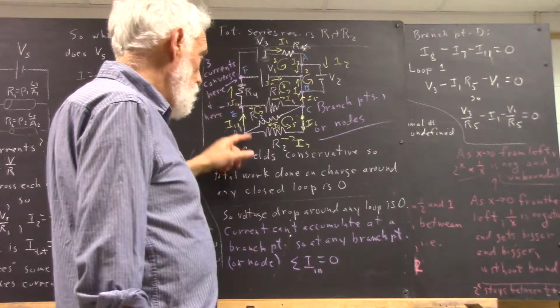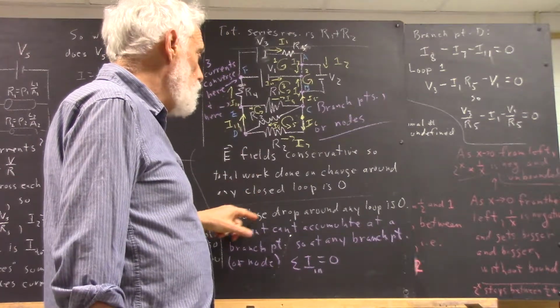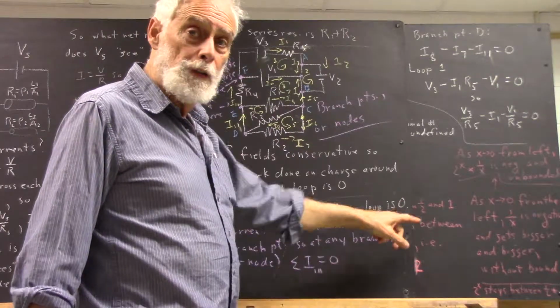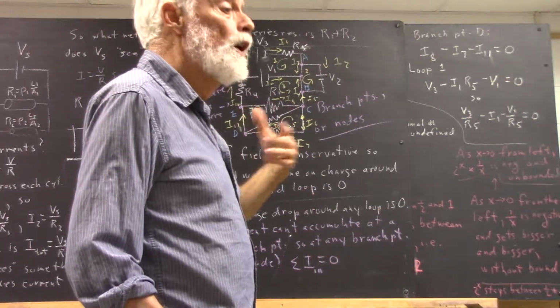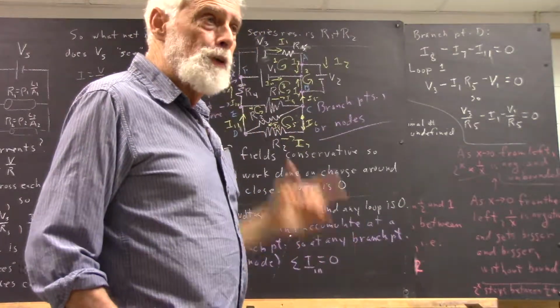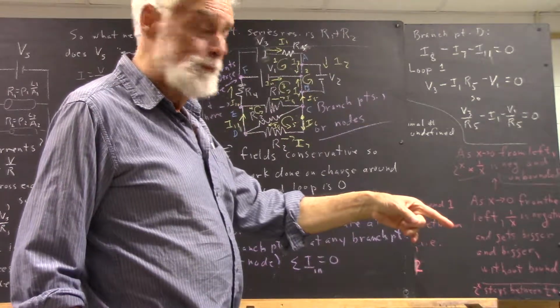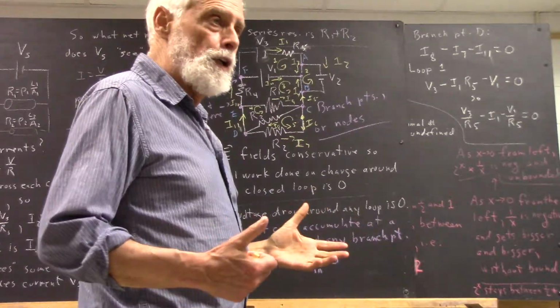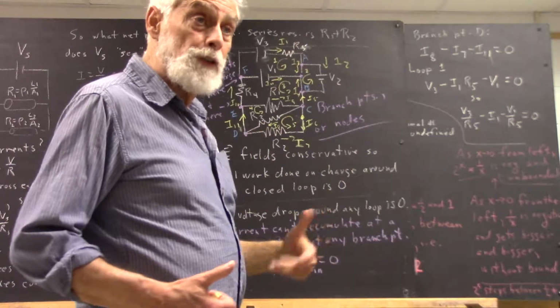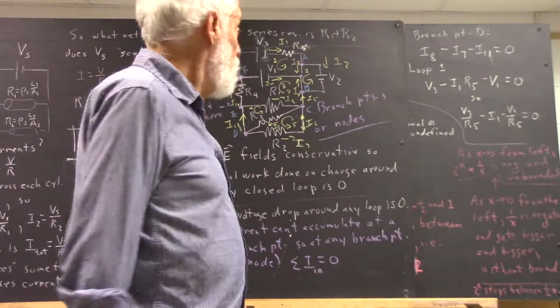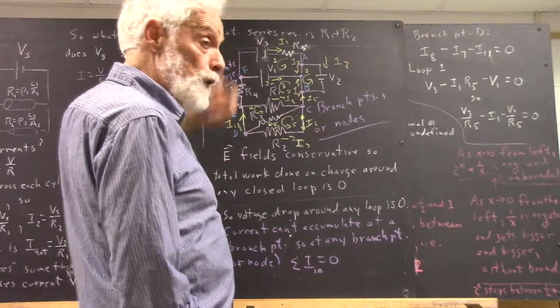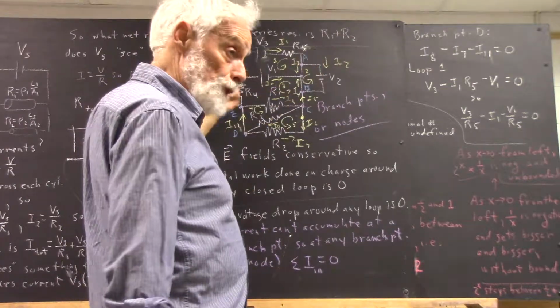Now, I've stated this condition here as saying that the voltage drop around any loop is 0. Now, there's a reason we talk about voltage drop. Voltage drops when a current goes through a resistor. So we don't have to do any hard thinking about in what direction the voltage drops when we see a resistor.